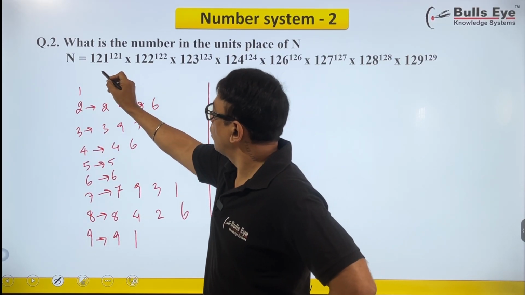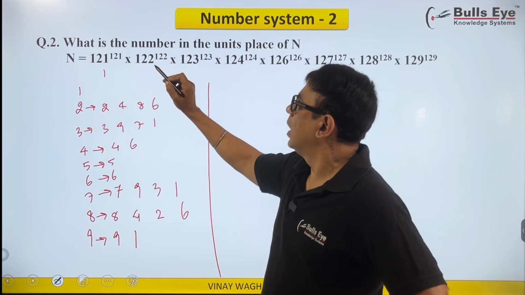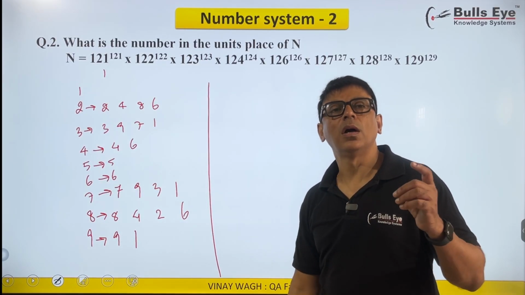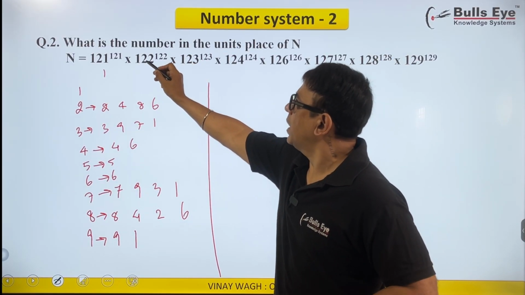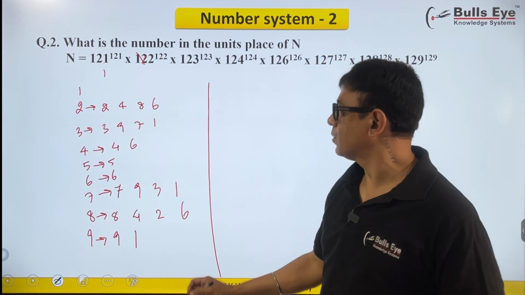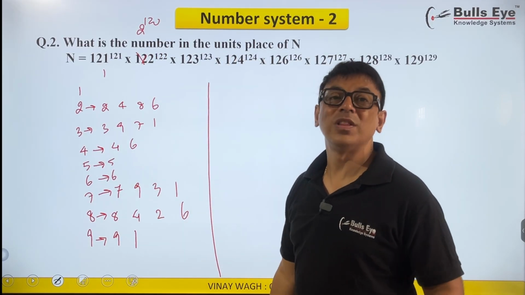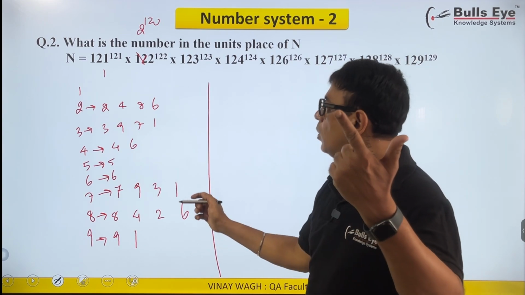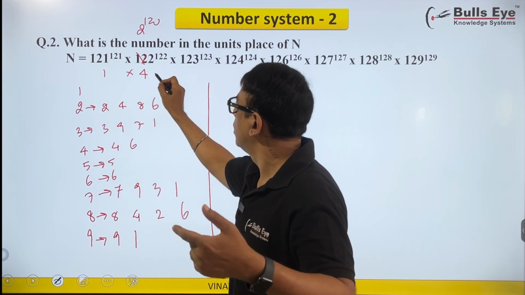The last digit of this is 1. The last digit of this is 2 raised to 122. There are 4 stops in a cycle of 2. So 122, forget about this. 2 raised to 120. 120 is a multiple of 4. 2 raised to 120 will surely end with the 4th stop. But it's 122. So 121, 122. So the second stop of the next cycle. So this will end with 4.